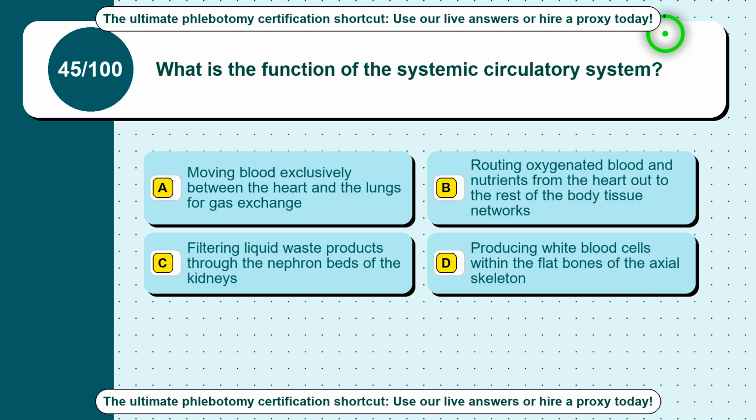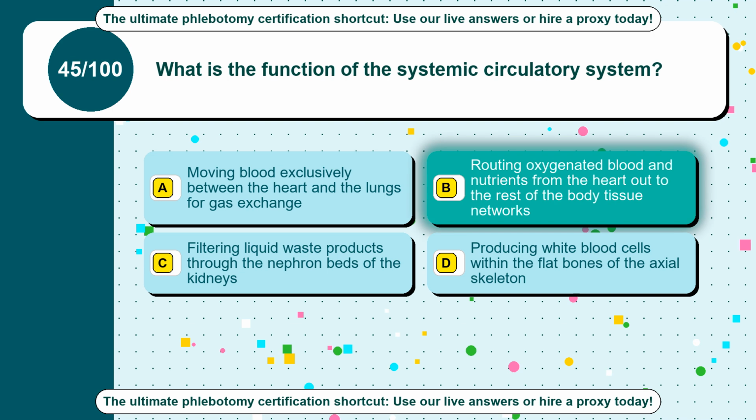Question 45. What is the function of the systemic circulatory system? Option A, moving blood exclusively between the heart and the lungs for gas exchange. Option B, routing oxygenated blood and nutrients from the heart out to the rest of the body tissue networks. Option C, filtering liquid waste products through the nephron beds of the kidneys. Option D, producing white blood cells within the flat bones of the axial skeleton.